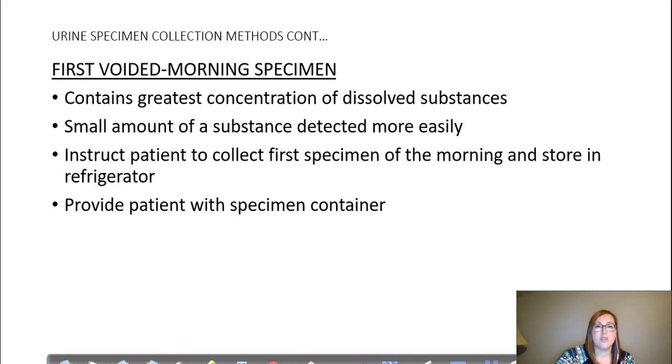So when we talk about a first voided morning specimen, this contains the greatest concentration of dissolved substances. A small amount of a substance is detected more easily, and then you want to instruct the patient to collect that specimen in the morning and then store it in the refrigerator. You also want to make sure they have that container that they can put their specimen in.